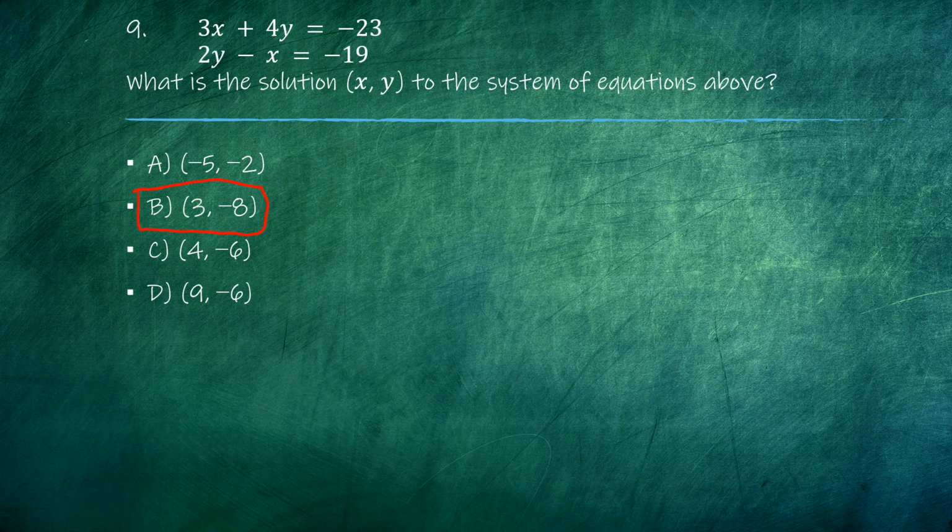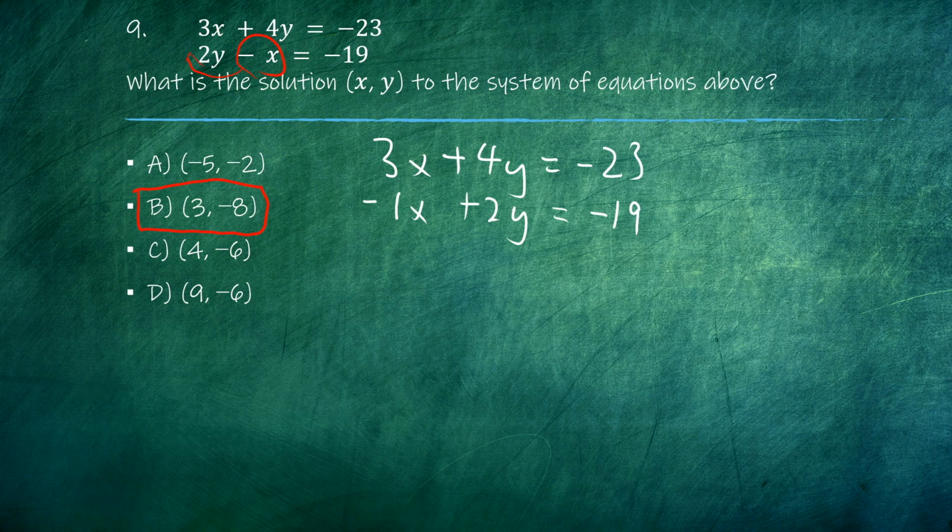So the first equation, we have 3x plus 4y is equal to negative 23. And the second equation, instead of writing 2y minus x, I'd like to align my variables. So I would like to move this x to the front. So instead of minus x, I can say plus negative 1x plus 2y is equal to negative 19.